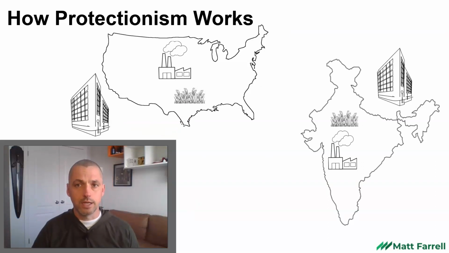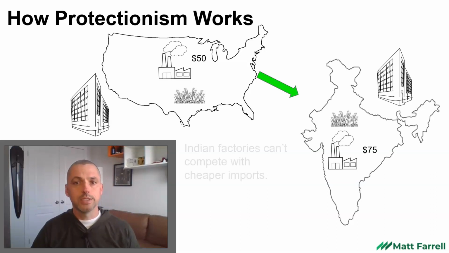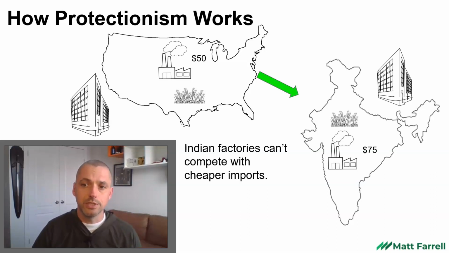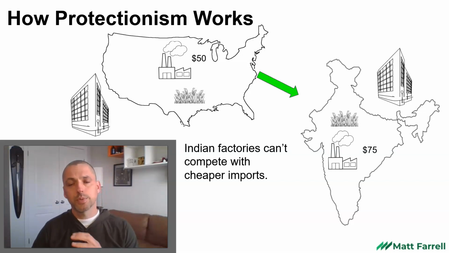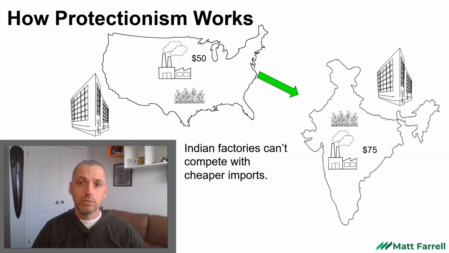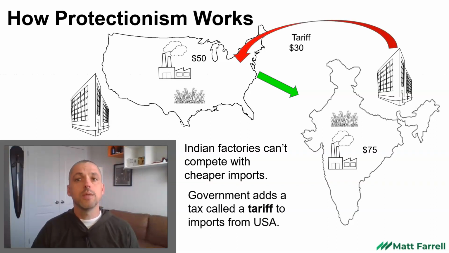There's another way that governments could approach protectionism. Let's look at the auto sector. Let's say American companies can produce automobiles for $50 a unit. Those in India, $75 a unit. The domestic producers in India cannot compete with the cheaper imports coming from the United States. The government in India might want to do something to protect domestic industries. They might choose to put a tax on imported vehicles coming from America. That tax is called a tariff.